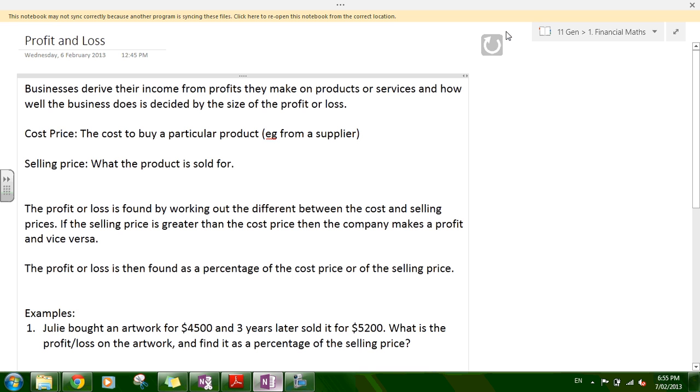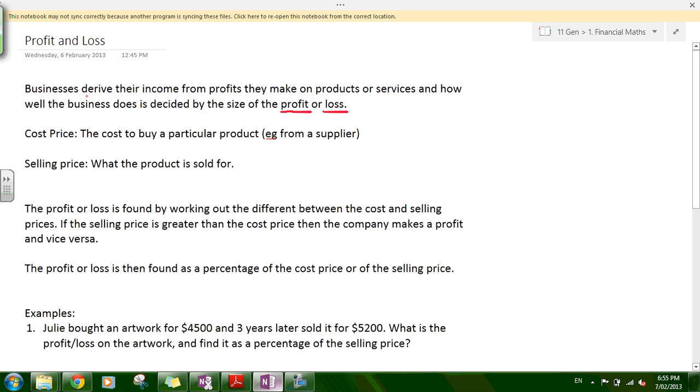Okay, this is for profit and loss for the year 11 general class. So we're talking about financial maths, profit and loss. And so businesses obviously need to make money. They derive their income from profits they make on products or services. And so how well the business does is decided by the size of the profit or the loss.